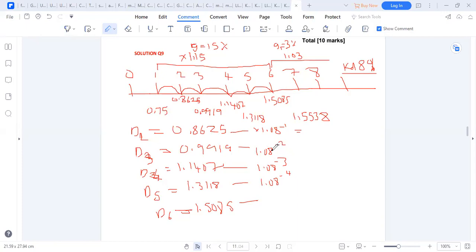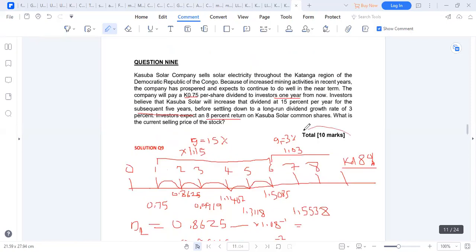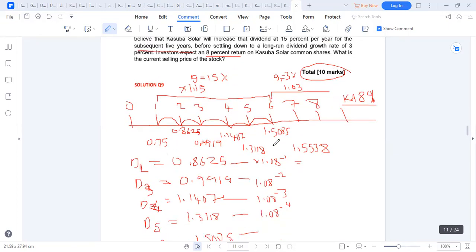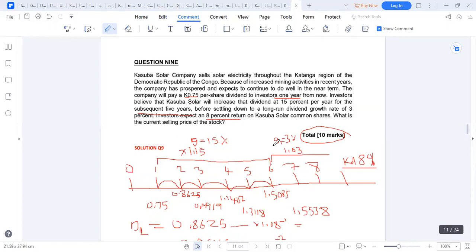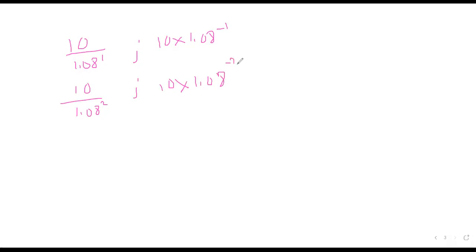I repeat, is everyone on the same page? By saying you can either multiply or divide, I simply meant multiply by the negative power. If you have, for instance, 10 kwacha divided by 1.08 to the power 1, this is the same in mathematics as dividing by 1.08 to the power -1, because the negative means dividing. It's the same as 10 times 1.08 to the power negative. It's one and the same thing; you're just using different versions. Is that clear? Yes, it is. Thank you.